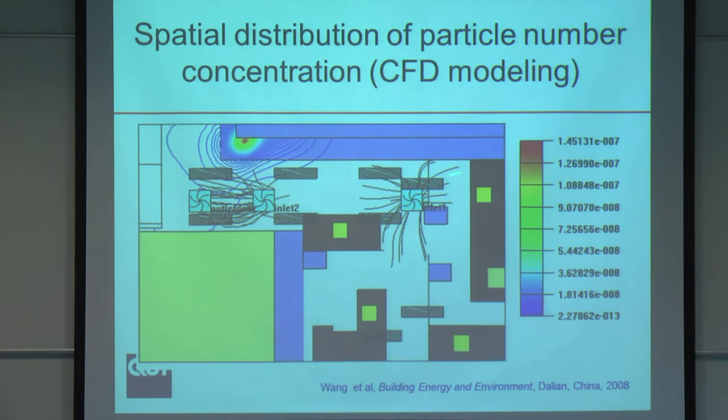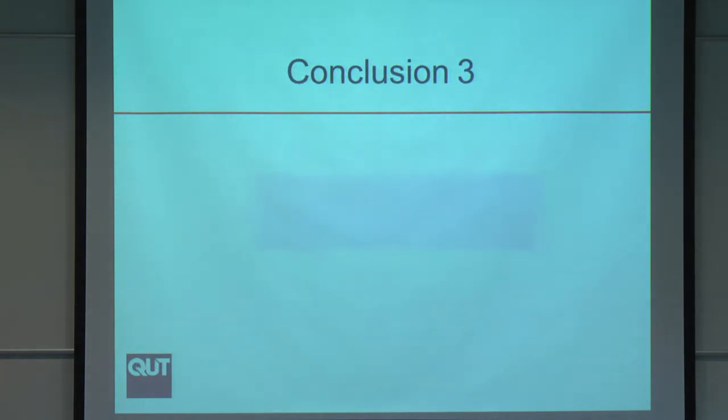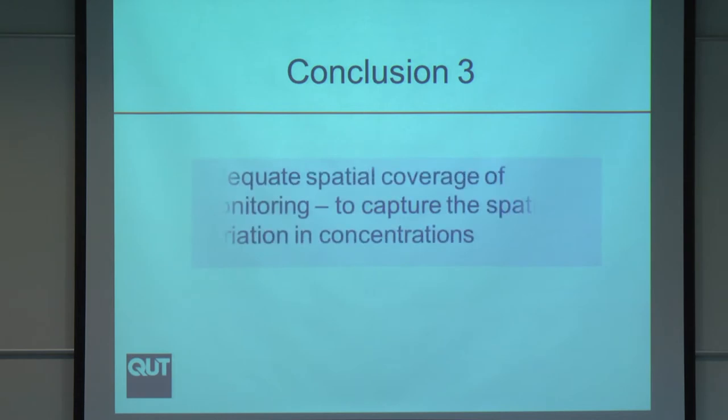But if we didn't know all of these things, and if, let's say, the printer is somewhere here and the particles are spread around, then it very much depends where we put the monitor, what we measure. So measurements of emissions like this, or from sources of nanoparticles, are very local, and therefore a very careful choice of adequate spatial coverage of monitoring is absolutely essential to do it in a meaningful way.